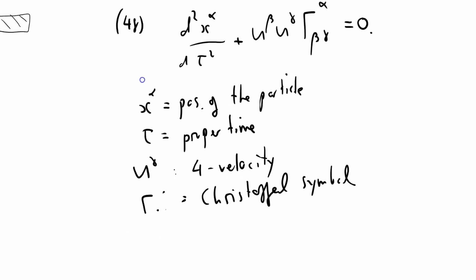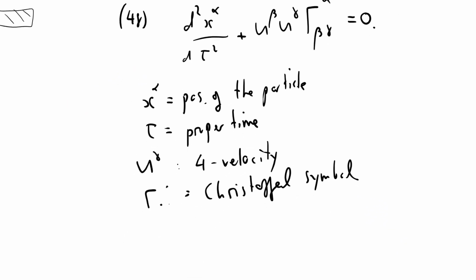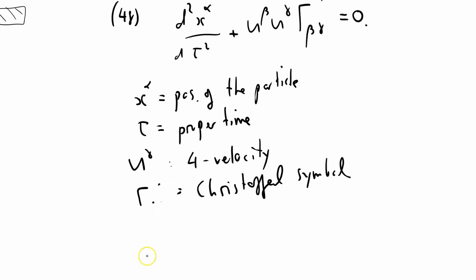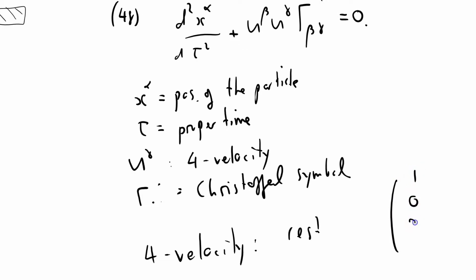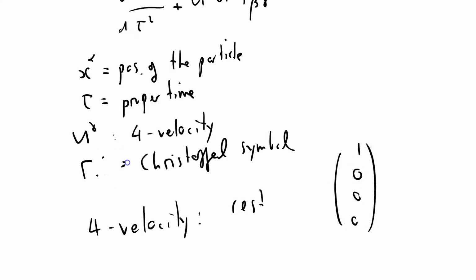Well, that's quite difficult to solve. So what I'm going to do is simplify it in much the same way that we simplified the Einstein field equations by considering the linear case. For the 4 velocity, I'm going to choose it to be at rest. And you'll remember that the 4 velocity for an object at rest is just that.